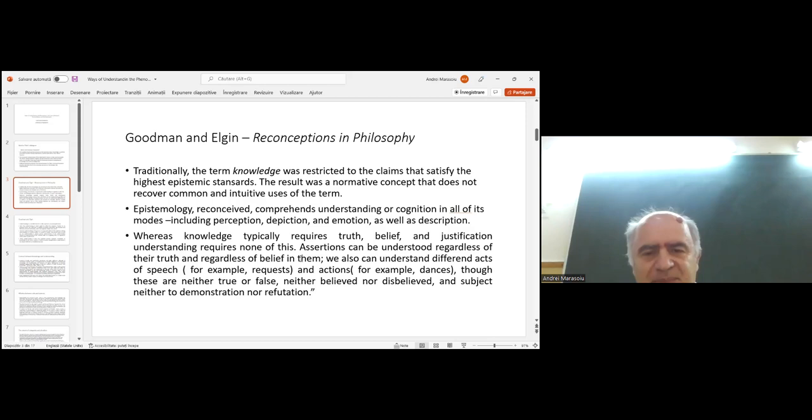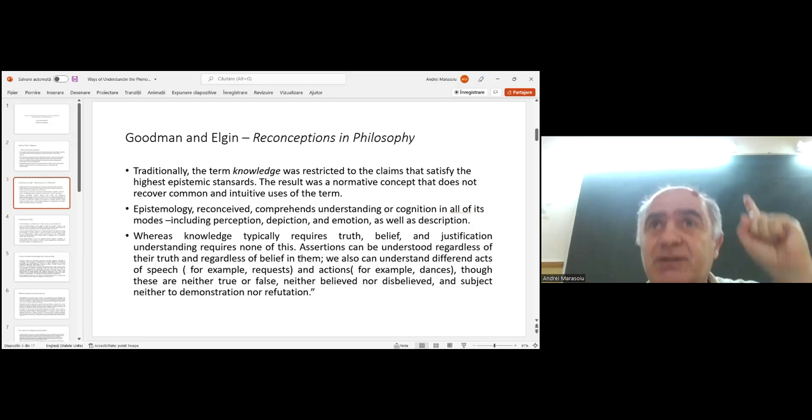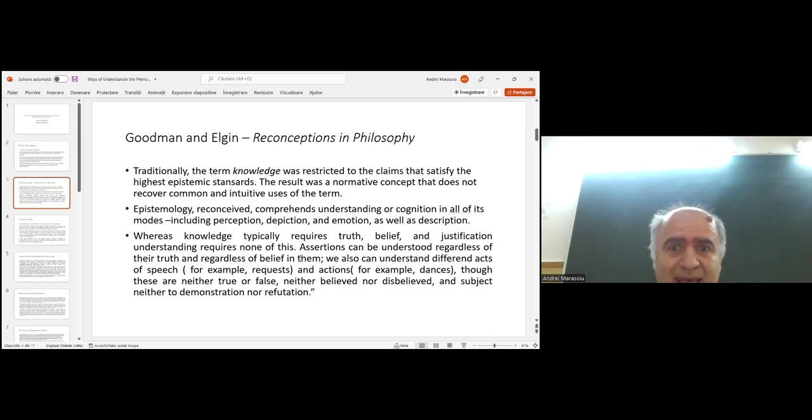Our task is to find a good balance between normative and descriptive, so as to propose a concept which is able to recover the main intuitive uses of the term. In this view, epistemology has to be reconceived, and this means that it comprehends understanding or cognition in all of its modes, including perception, depiction, and emotion, as well as description. So we have to explain epistemologically all the different states of our mind which have a cognitive content.